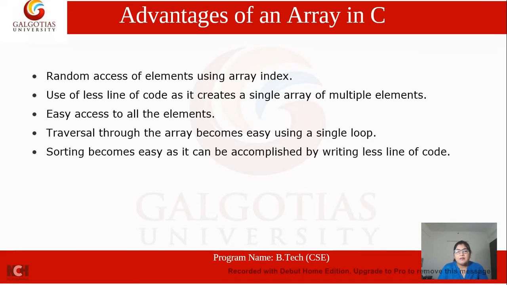The last advantage is sorting becomes easy as it can be accomplished by writing less line of code. Now, the meaning of this line is that because we have a sequence, we have a contiguous allocation, and there are indexes associated with each element, it is very easy to sort the elements in the array. For sorting also, you need to traverse the whole array, and the traversal is very easy with the use of a single loop. So using a loop, you can easily sort an array.